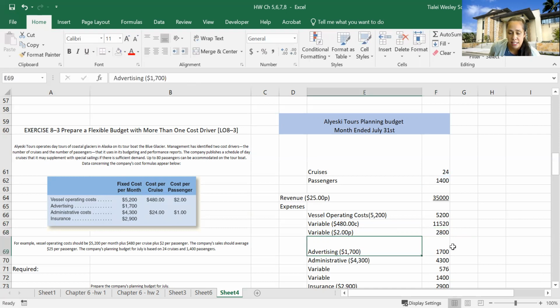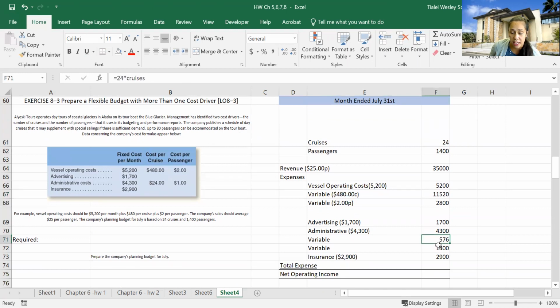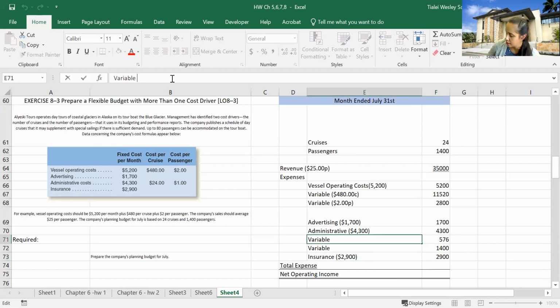Okay. Advertising is fixed with the 1,700. Administrative, I have a fixed. It's a mixed cost because I have a fixed component, and then I have these variable parts of the administration. So I'm going to do $24 multiplied by the number of cruises, or I can just write cruises, and $1 per passenger. Okay, and insurance is a fixed number here. So I've already inserted these fixed numbers. I can put in these formulas. It's $24 per cruise and $1 per passenger.